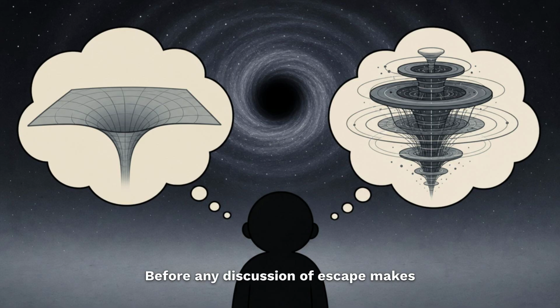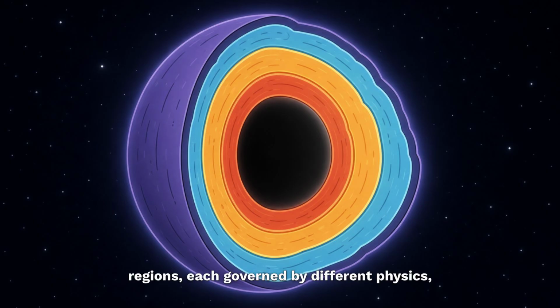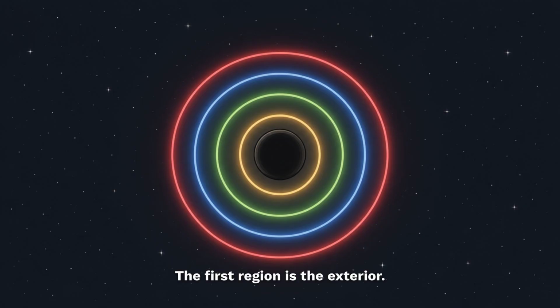Before any discussion of escape makes sense, you need to understand what a black hole actually is in structural terms, because a black hole is not one thing. It is at minimum four distinct regions, each governed by different physics, each presenting different constraints on what matter and energy can do. The first region is the exterior.